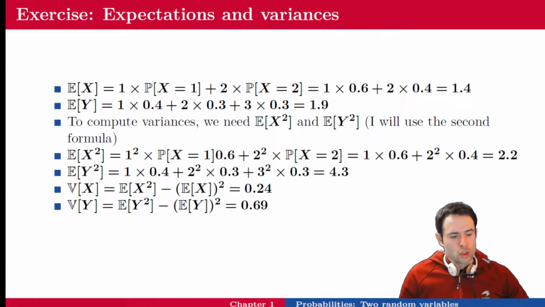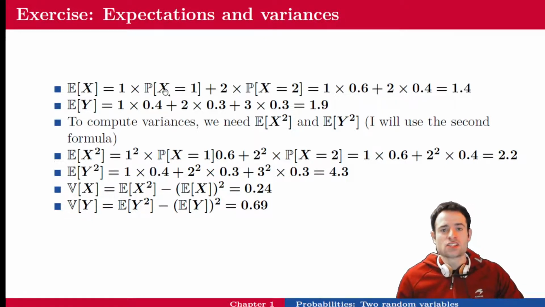Here, you should not put any small x because small x is 1 and 2. And small y will be 1, 2, and 3. So every time I put big X here, I mean the random variable is equal to 1. If you put a small x here, this is wrong because small x is not a random variable. Small x is one particular value.